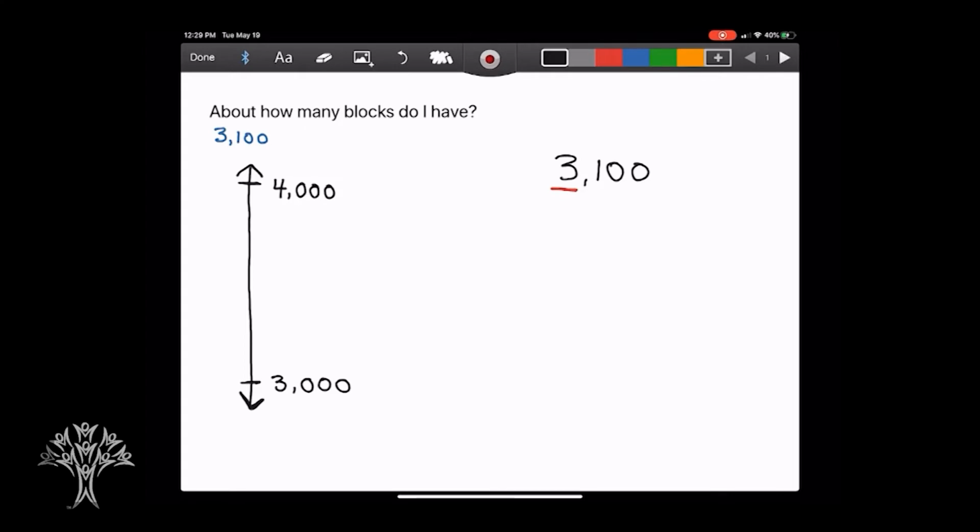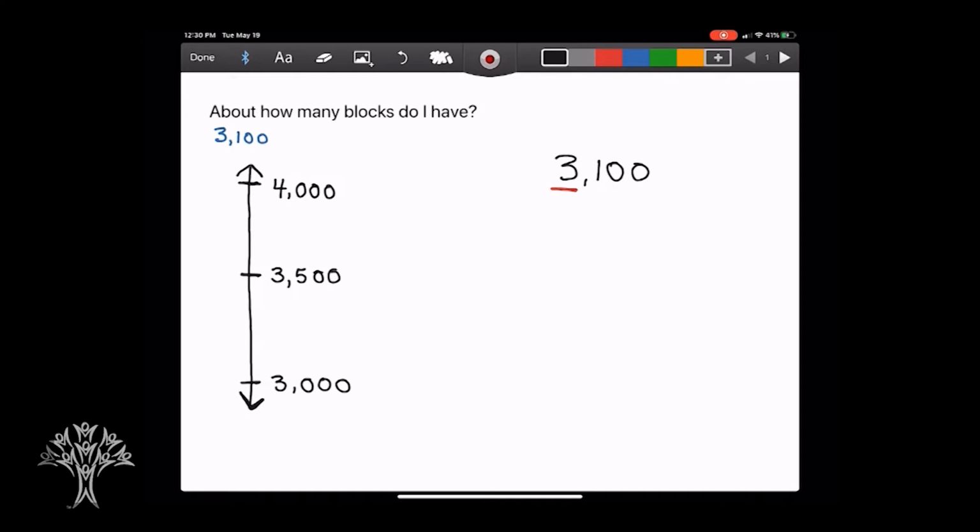So our goal when we're rounding is to figure out which one it's closest to, so that we can say that it's approximately or about that much instead of giving the exact number. Our next step is to find the midpoint. So the midpoint is the halfway point in between 3,000 and 4,000. So I like to think about what is half of 1,000. So can you think in your head right now what half of 1,000 is? If you said 500, you're correct. So we would just add that on to the 3,000. 3,500.